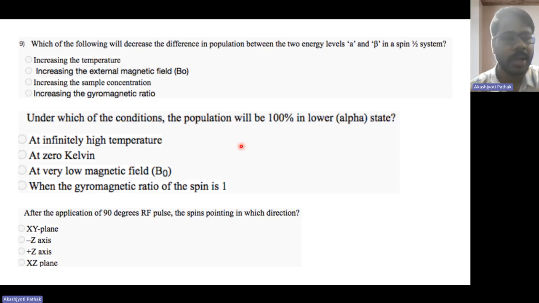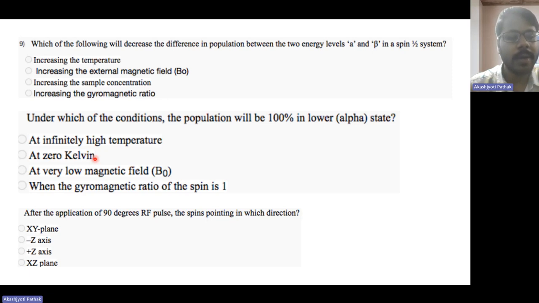Now answer this question: under which of the conditions will the population be 100% in the lower alpha state? For this question, the answer is at 0 Kelvin. So at 0 Kelvin, what happens? At 0 Kelvin, all the spins are in the lower energy state, the alpha state, right?